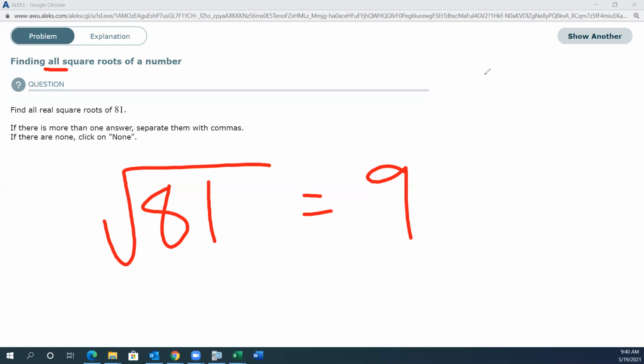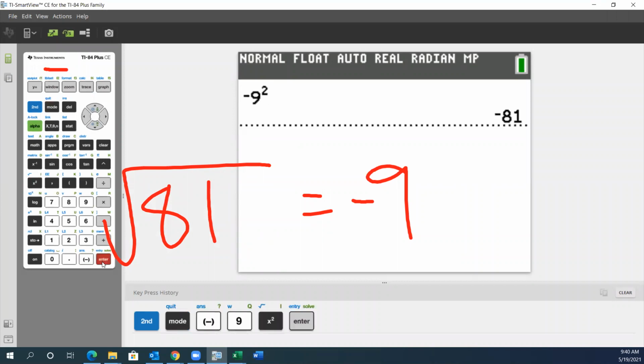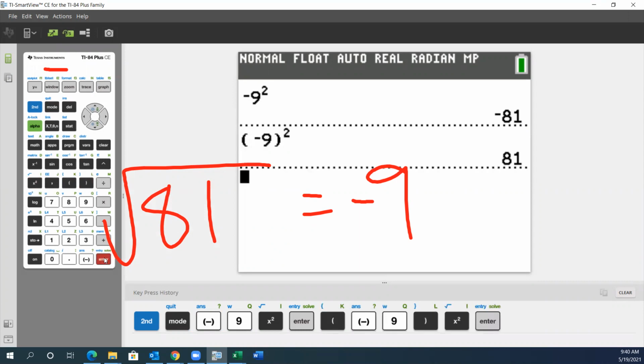Well, isn't it true that -9, when squared, also gives you 81? If you square it correctly. Okay. So, some people go to their calculator and say, all right, -9 squared is not 81. I said, well, that's because you didn't square -9. You squared the 9 only, and then the negative sign got tacked on at the end because of order of operations. So if you make sure that you square the entire number, yeah, you get back to 81.